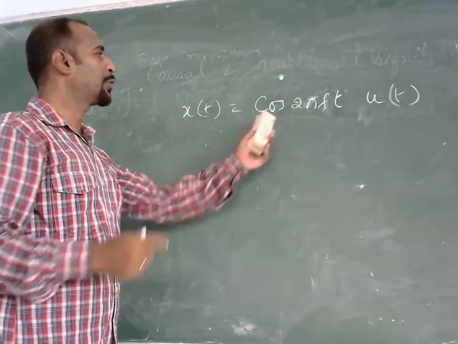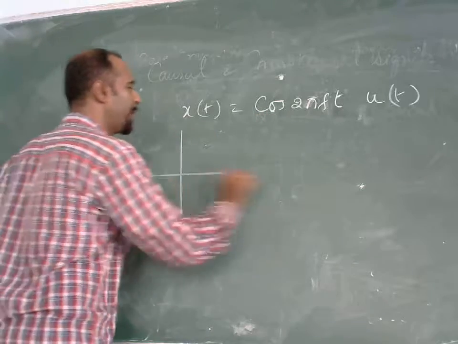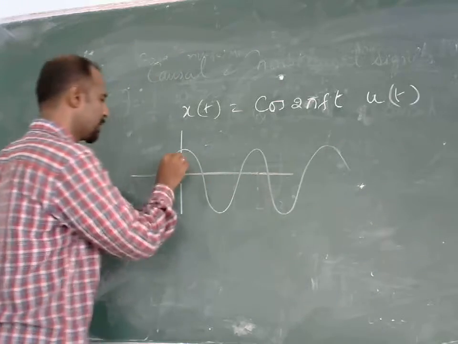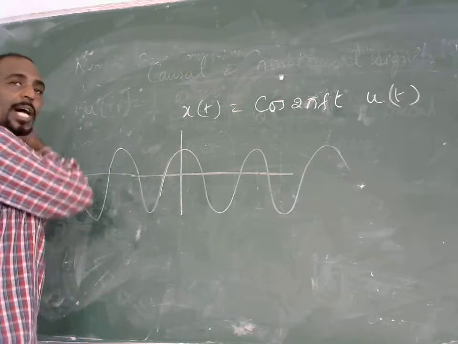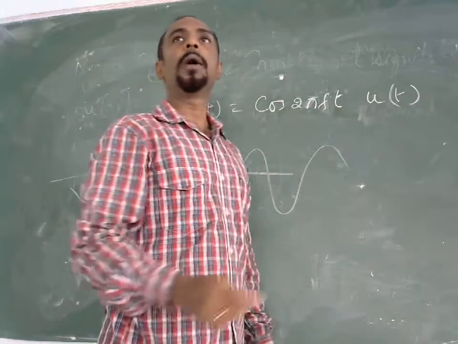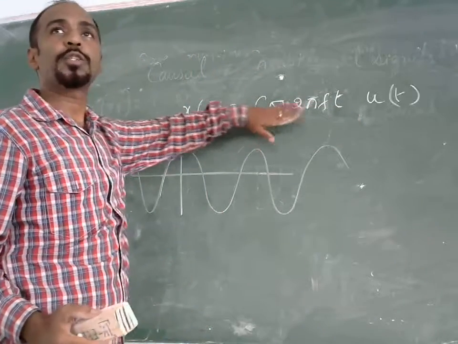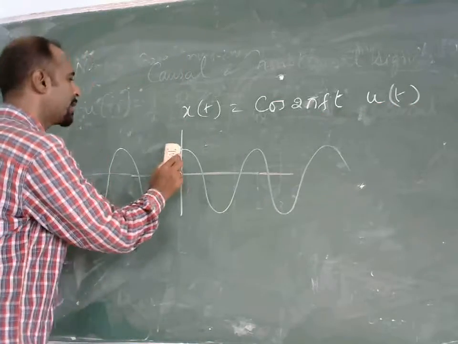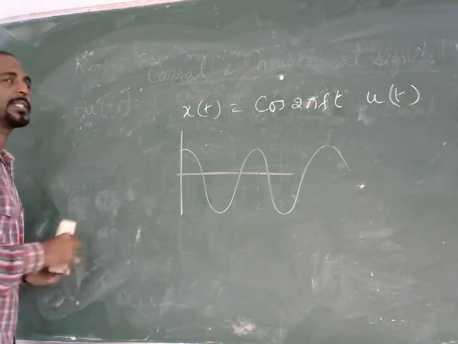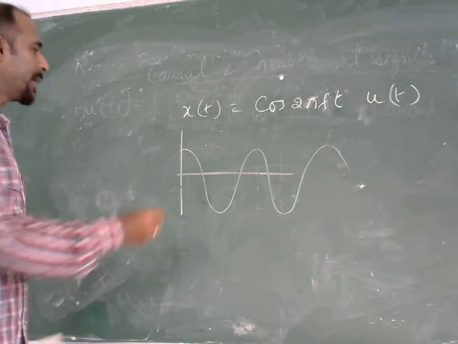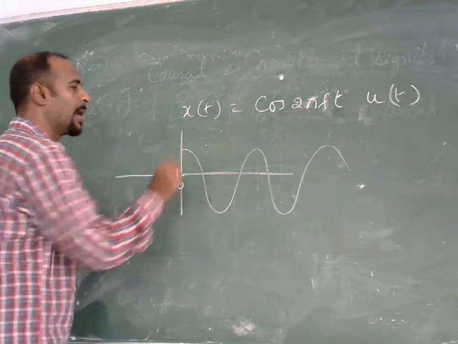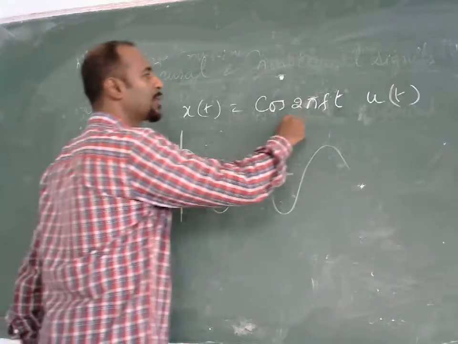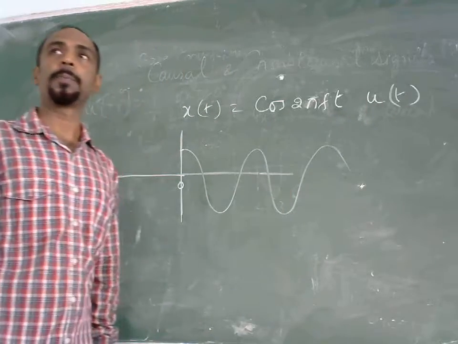Now for the same signal, if I simply multiply this with u of t, it's a product signal. I have multiplied the two signals. So first, if I simply draw cos 2 pi ft, it goes on like this. It starts from minus infinity and goes on up to plus infinity. That was cos 2 pi ft. Now if I multiply with u of t, it makes sure that the signal does not exist for negative values of t. It starts only at t equals 0 and continues up to infinity. So this is our cos 2 pi ft u of t signal.